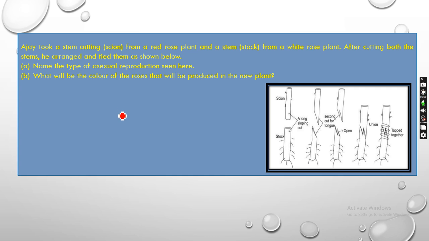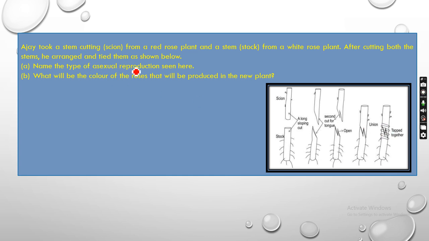Next one, this is a case-based question. Ajay took a stem cutting, the scion. Remember stalk and scion, cutting and grafting. Ajay took a stem cutting scion from a red rose plant and a stem stalk from a white rose plant. The scion is the upper part and the stalk is the lower part. This is white, this is red. After cutting both stems, he arranged and tied them as shown below. This is how he has done it.